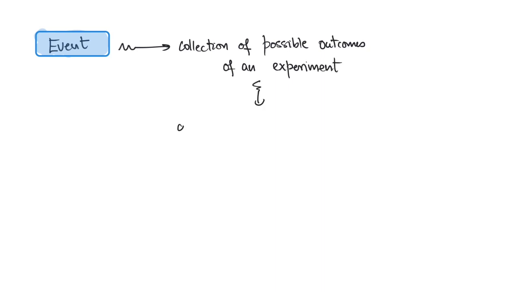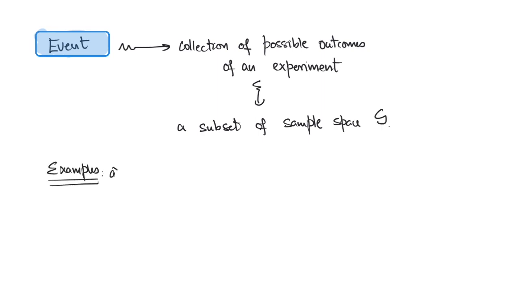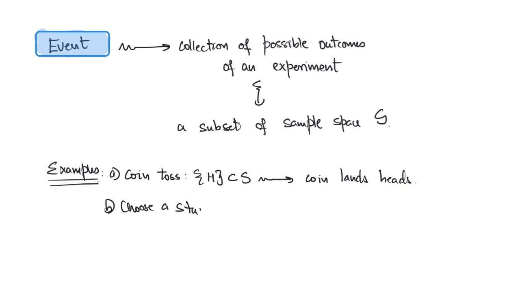An event is a collection of possible outcomes of an experiment. It is going to be a subset of the sample space script S. Some examples of events would be in the case of the coin toss, getting a heads would be an event, or when choosing a student, choosing the student named Sarah could be an event, right? So the selected student is Sarah.